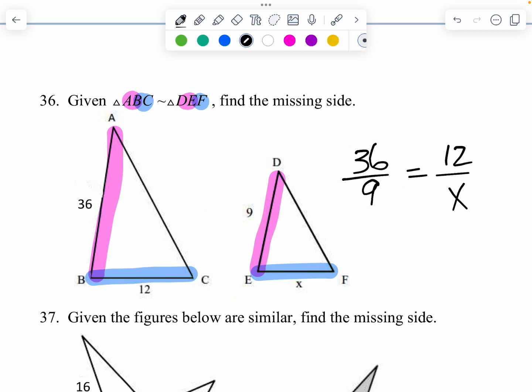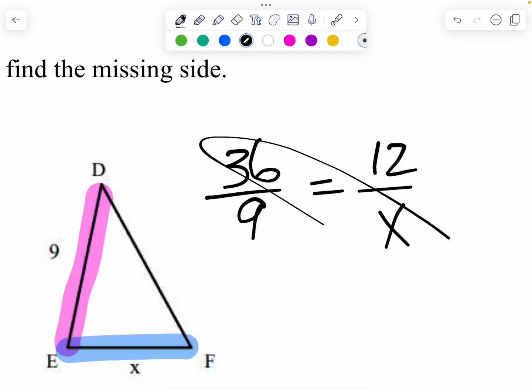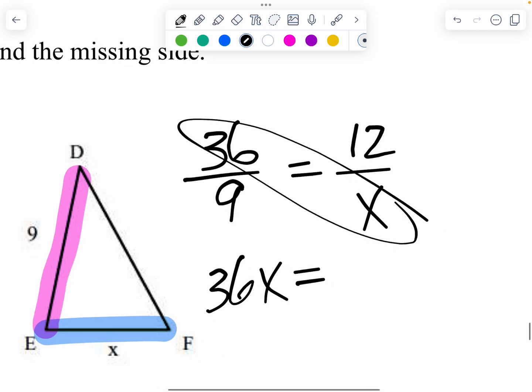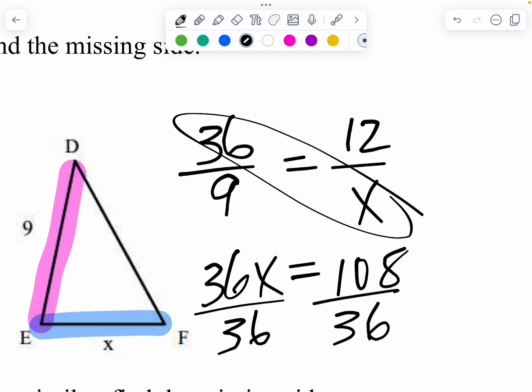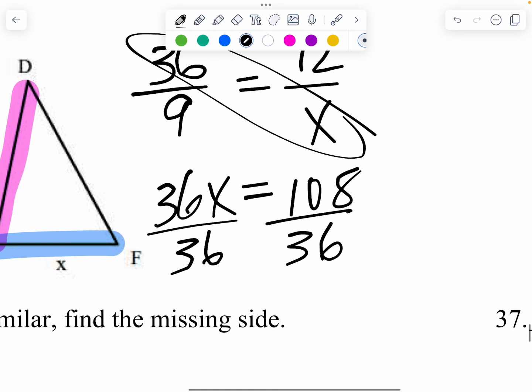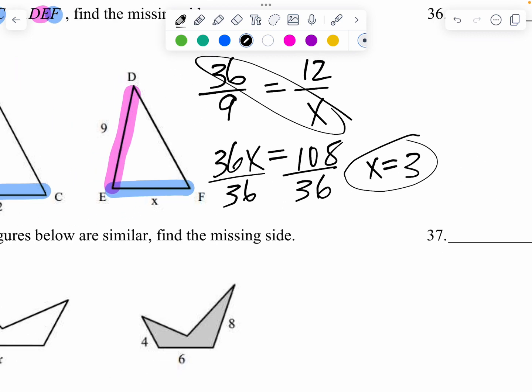And once again, friends and family, I am going to cross multiply. I got 36x equals, what's 9 times 12? 108. And when I divide both sides by 36, I believe I get, let me think, 4 to 1, 4 to 1, x equals 3. Super.